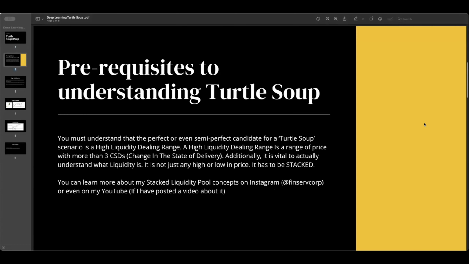Okay. Now, turtle soup requires some measure of prerequisites. You must understand that the perfect or even semi-perfect candidate for a turtle soup scenario is a high liquidity dealing range. Now, a high liquidity dealing range, as you all know, is a range of price with more than 3 changes in the state of delivery. Additionally, it is vital to actually understand what liquidity is.